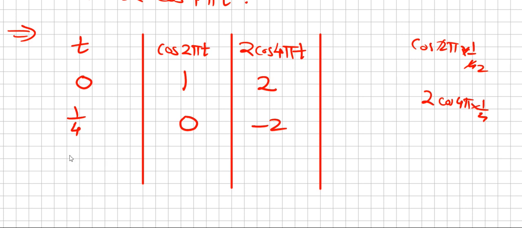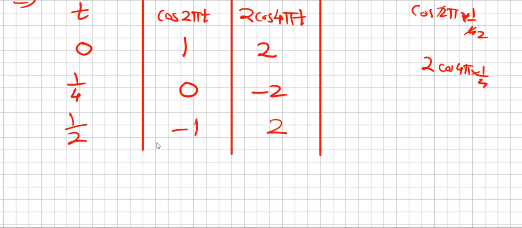Now third, let us take t value as 1 by 2. So this will be cos 2 pi into 1 by 2. That means how much? Cos pi is minus 1, and this will be cos 4 pi into 1 by 2. That means cos 2 pi. Cos 2 pi is 1. 1 into 2, 2. Okay, so I got some coordinates. Now I can plot the correlogram. Now listen carefully. You may get confused if you do not listen now.